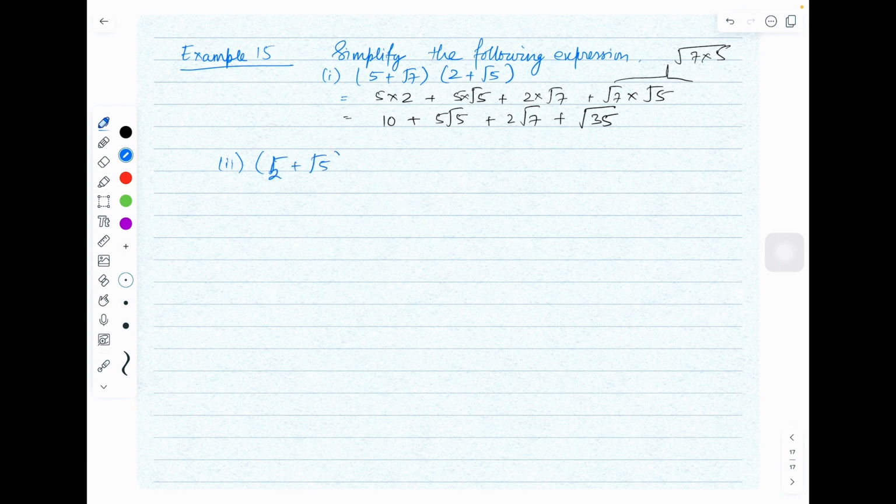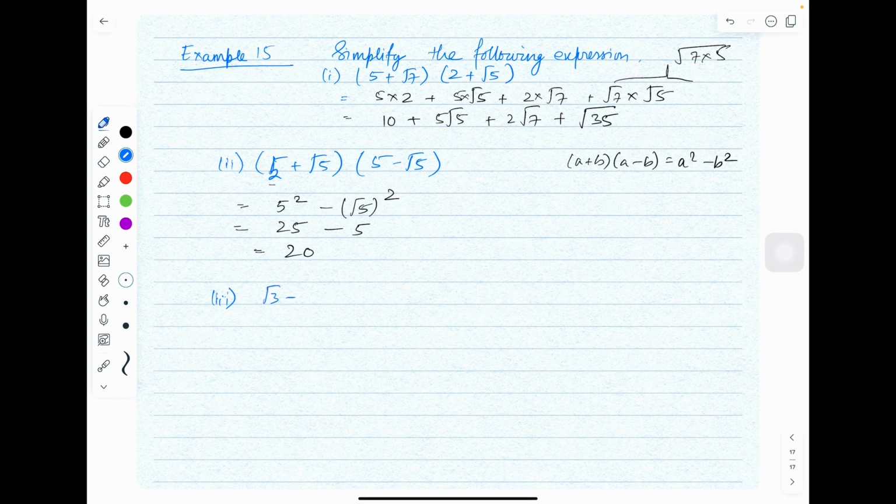Second question is (5 plus root 5) into (5 minus root 5). Again and again I am telling you, (a plus b) into (a minus b) equals a square minus b square. Understood? This is a plus b, this is a minus b. So instead of a, it is 5, a square is 5 square, and b is root 5, so root 5 square. 5 square is 25, root 5 square is 5. So 25 minus 5, you are getting answer 20. Understood?